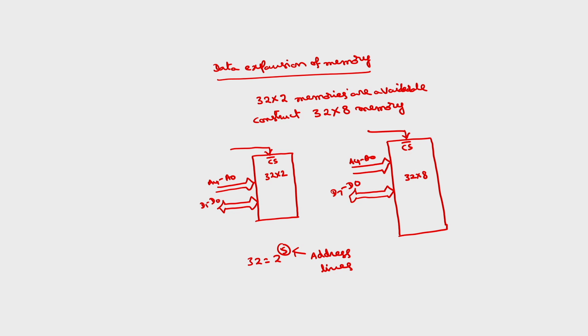Now, basically the number of 32 by 2 memories required to construct 32 by 8 is found as follows: because this 32 is constant, we have 8 and we have 2, so the number of 32 by 2 memories required is simply 8 by 2, which is equal to 4. Then how to construct this? For that you take 4 32 by 2 memories.